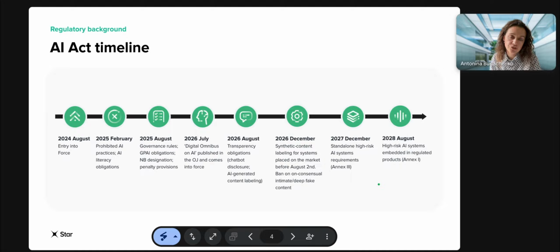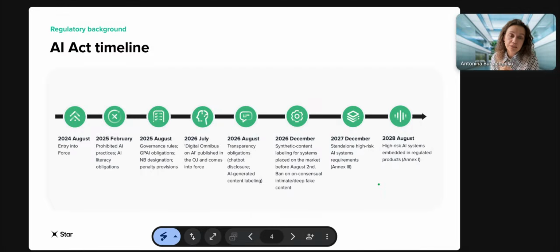The next very major milestone is December 2027. Starting that month, standalone high-risk AI system requirements start being applicable. Those are specific high-risk AI use cases that are listed in Annex III of the AI Act. Examples of such high-risk use cases could be AI systems used in the educational setup, in the employment setup, for example to decide on the performance of your employees, and also AI systems used for the management of critical infrastructure.